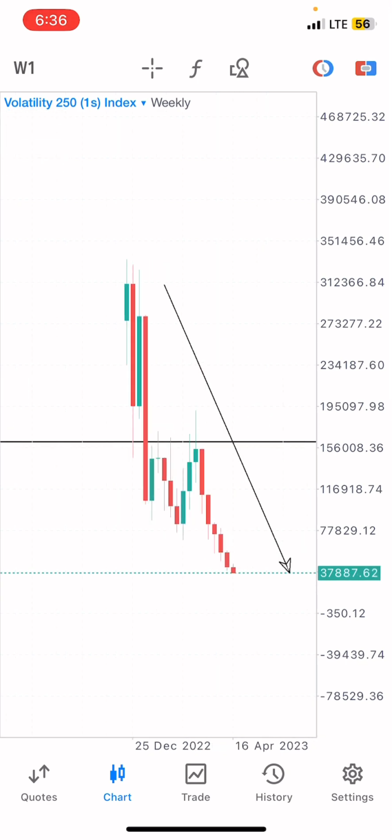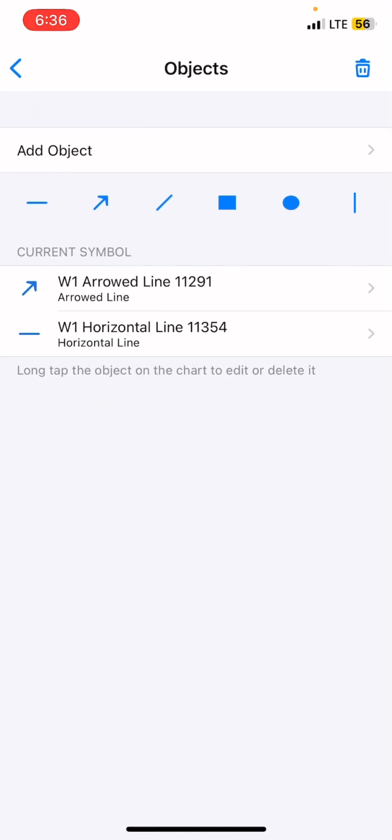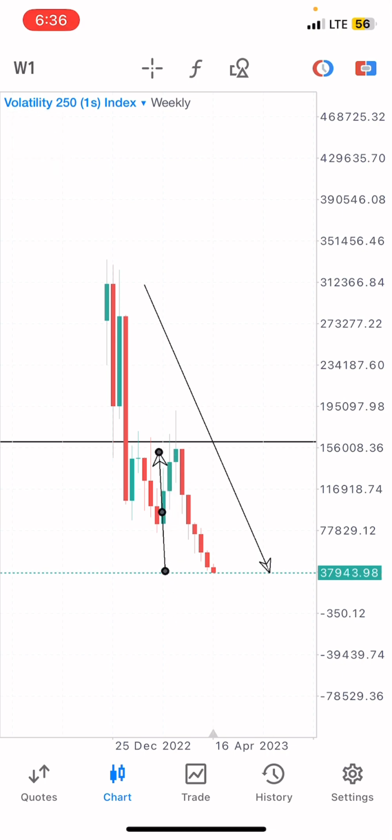As you can see on the weekly time frame, this level is a very, very important level, because this level was once a support. Finally, the market broke below it and acted as a resistance a couple of times. You can see the rejection here, first rejection, second rejection, and third rejection, and the market dropped downwards.